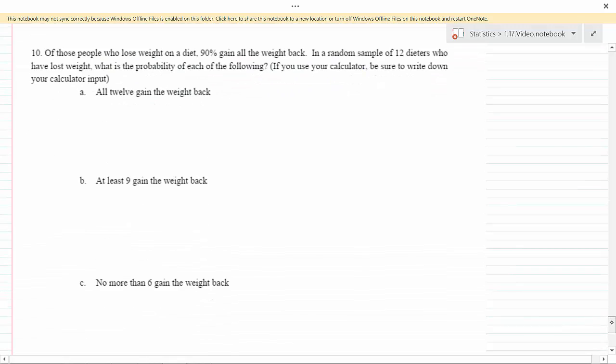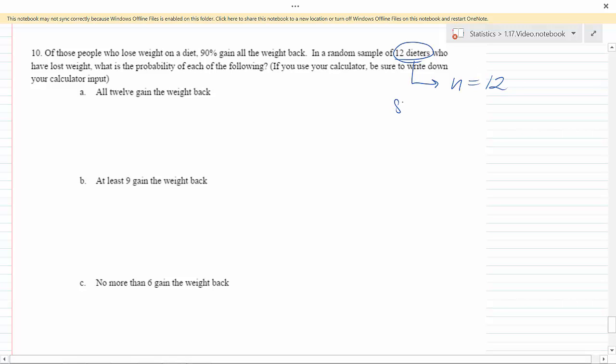Looking at number 10. Of those people who lost weight on a diet, 90% gain all the weight back. In a random sample of 12 dieters who have lost weight, what's the probability of each of the following? Again, we want to look, is this binomial? We could say the 12 dieters is our fixed number of trials. Since each person is different, we can say our trials are independent.